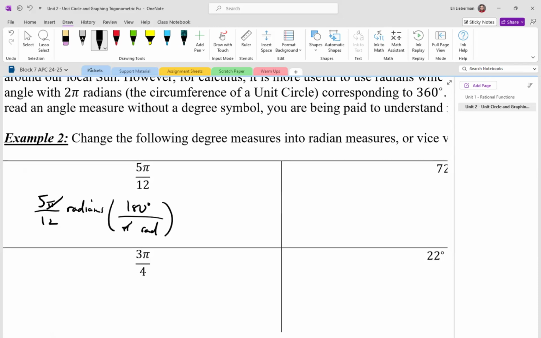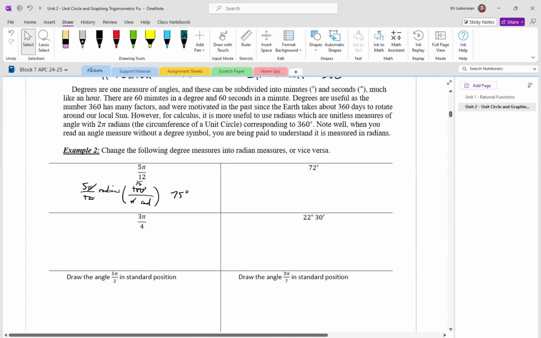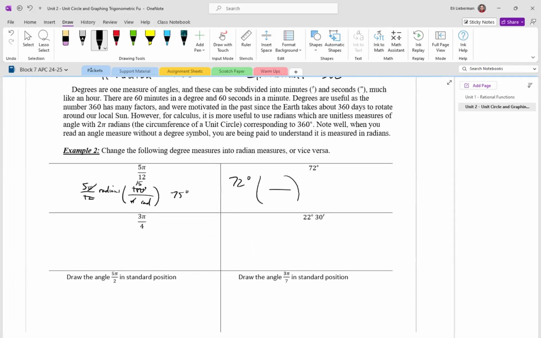How many times does 12 go into 180? 15 times. 5 times 15 is something like 75 degrees. We're still left with that degrees mark. So 72 degrees, you see how to convert that one? And we have degrees on the top. Check in with your neighbor once you're done.